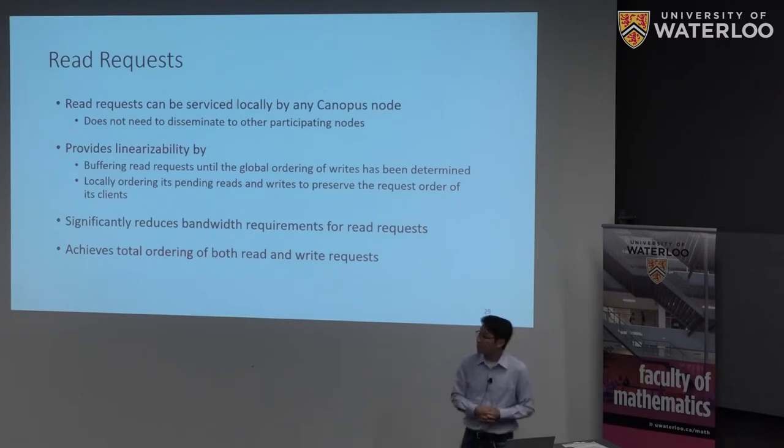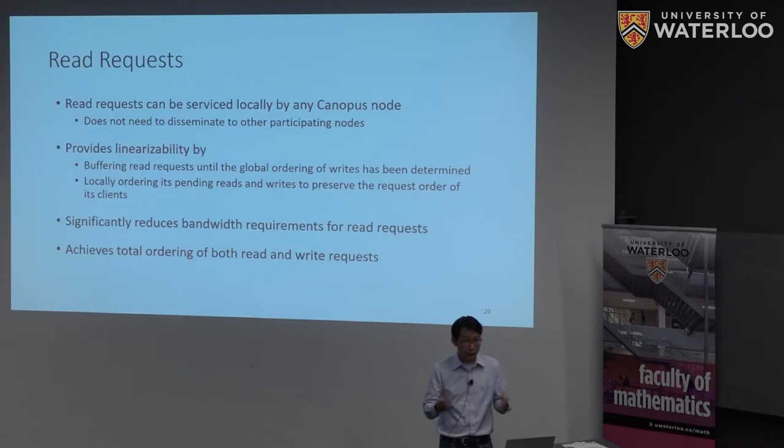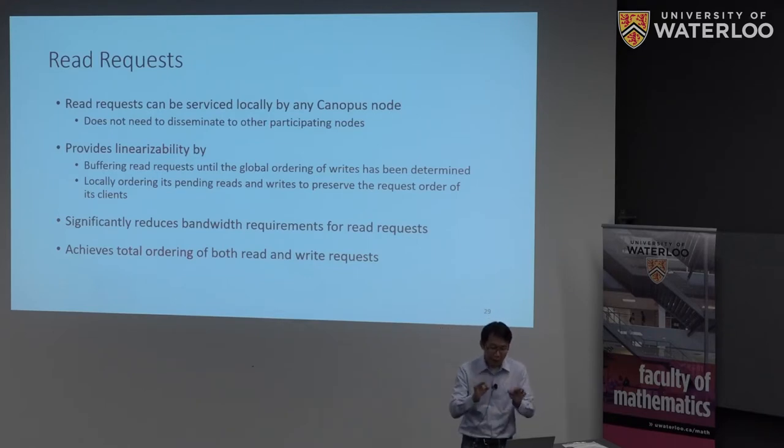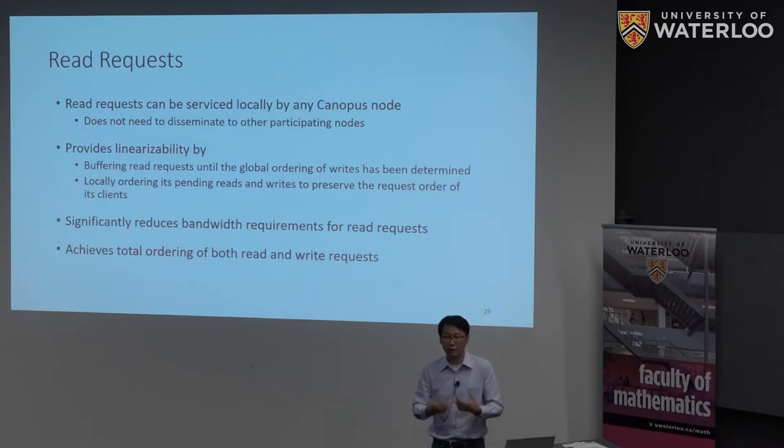All right, so unlike most other consensus protocols, read requests in Canopus can be handled locally by any Canopus node. The read request does not need to be forwarded to a leader. It doesn't need to be disseminated to the other nodes in the system. Instead, we are able to provide linearizability by simply buffering or delaying read requests until the end of a cycle, at which point we know the global ordering of writes.